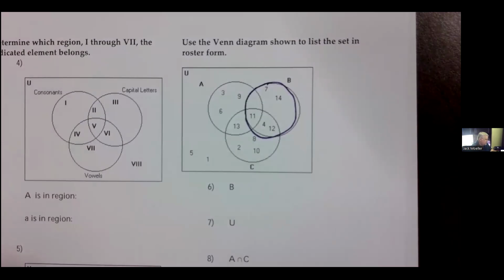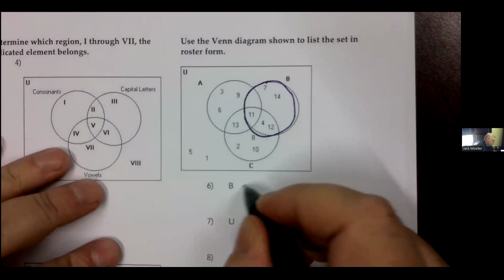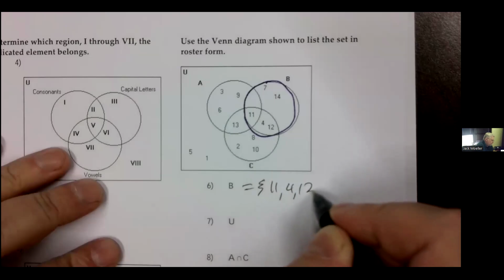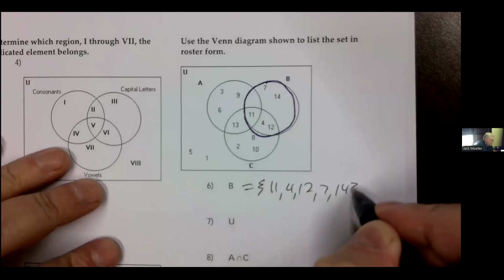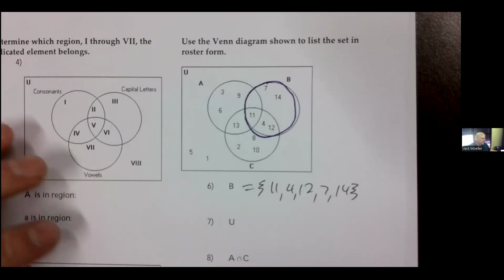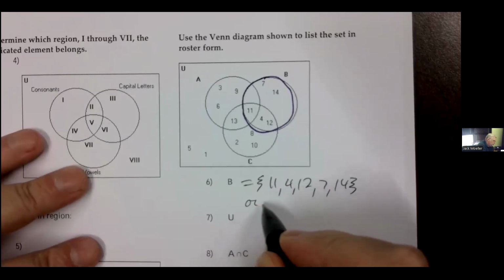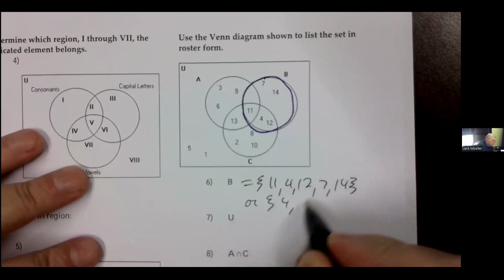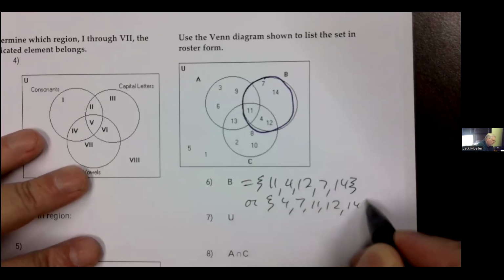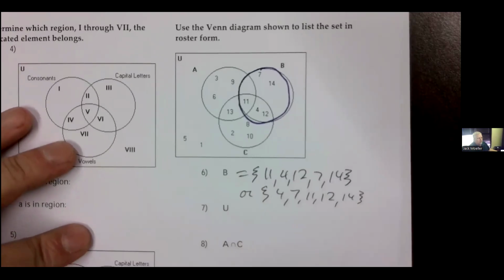And so B is the set, in curly brackets: 11, 4, 12, 7, and 14. Oh, and by the way, this is where sometimes I see MATLAB say to list them in ascending order. If that was the case, you'd have to do 4, 7, 11, 12, 14. So just watch the instructions in MATLAB.